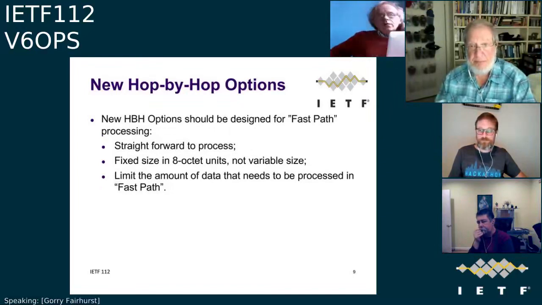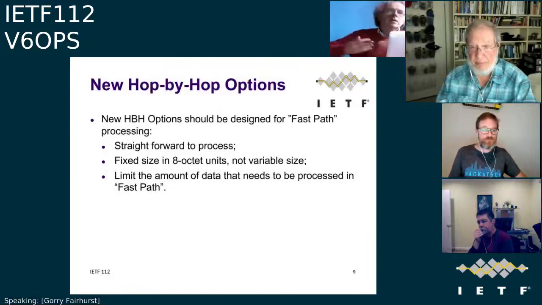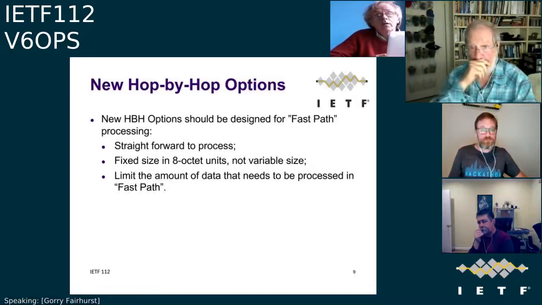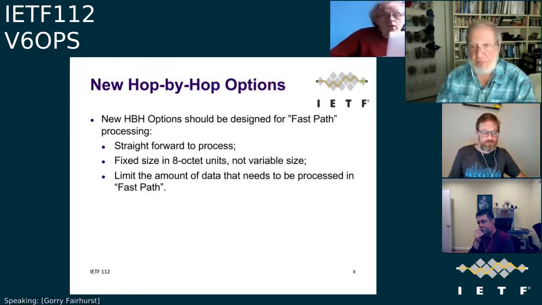Now we get to the kind of probably important bit, because all that was setting the scene. New hop by hop options. If people are going to start using hop by hop options, which we hope this will allow, then new hop by hop options have to be designed for fast path processing. People should know this up front and just be clear about it. They should be straightforward to process. So we don't want massive computation and computation that involve other parts of the router node.